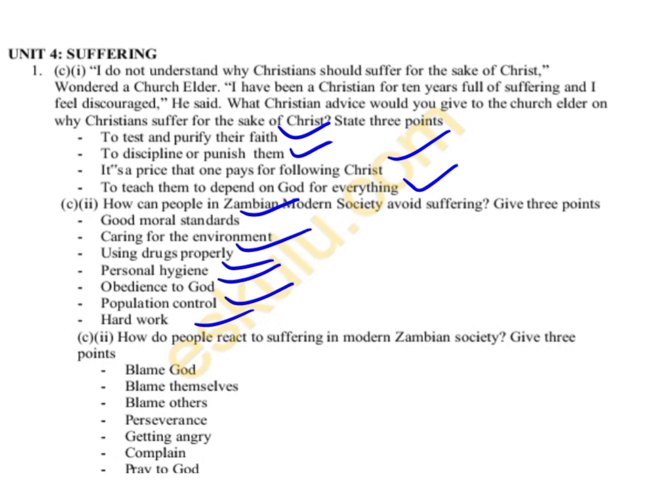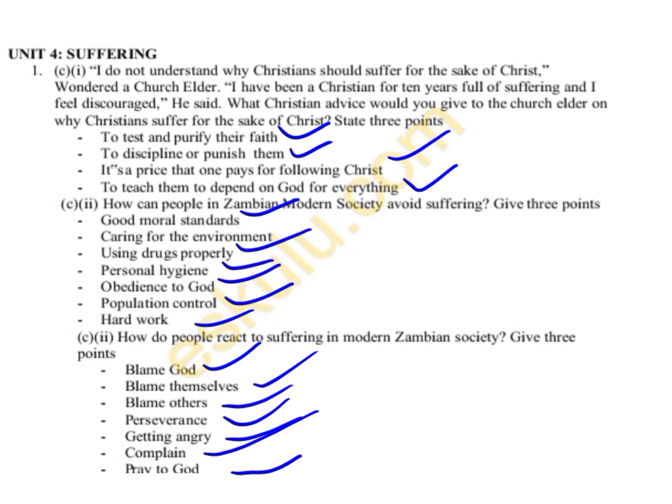And the last question says, how do people react to suffering in modern Zambian society? Give 3 points. People say suffering is caused by God. They blame God, they blame themselves, they blame others. Others show perseverance, get angry, or complain. Others pray to God. This is how people react to suffering.